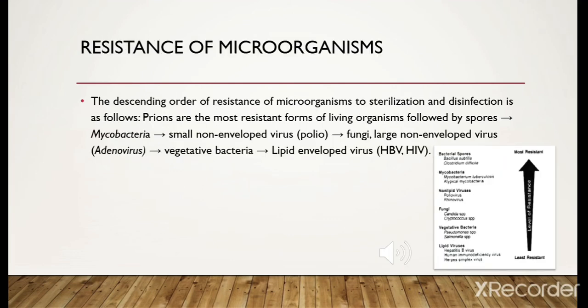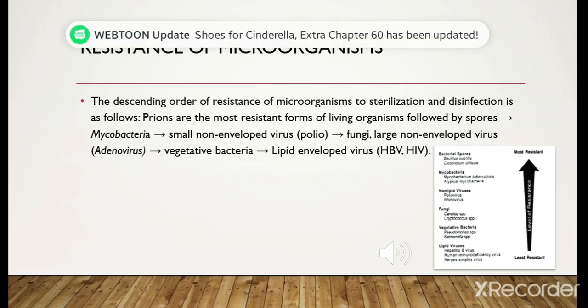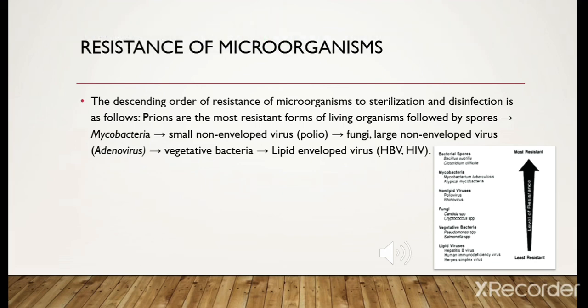In this slide, we're going to talk about resistance of microorganisms. As shown in the chart below, the descending order of resistance of microorganisms to sterilization and disinfection is as follows. Prions are the most resistant forms of living organisms, followed by spores, then mycobacteria, then small non-enveloped viruses like polio, followed by fungi, and large non-enveloped viruses like adenovirus, then vegetative bacteria, and lastly lipid enveloped viruses like HPV and HIV.